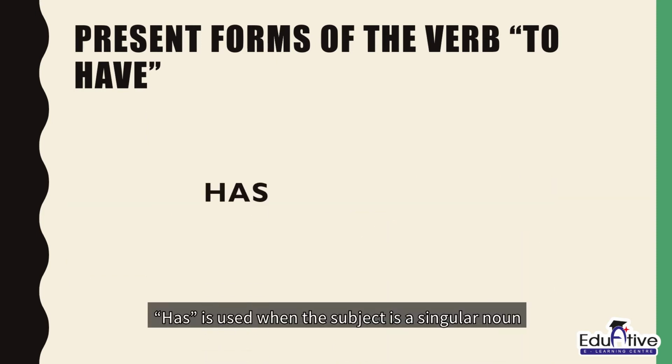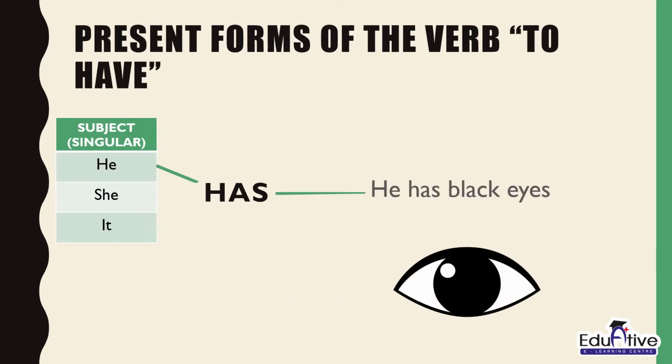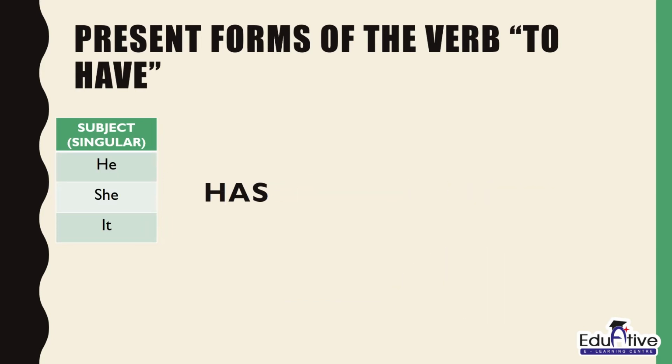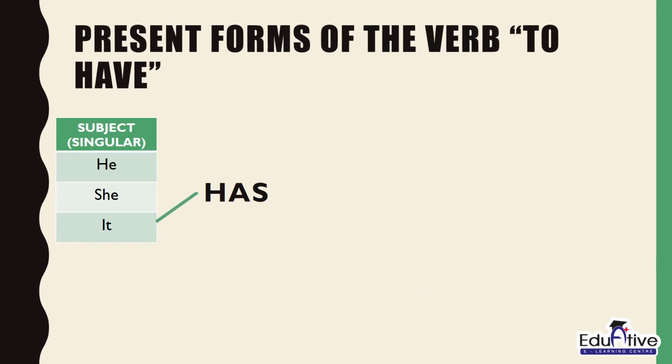Has is used when the subject is a singular noun, such as he, she, and it. For example, he has black eyes. She has a pink dress. It has not arrived yet.